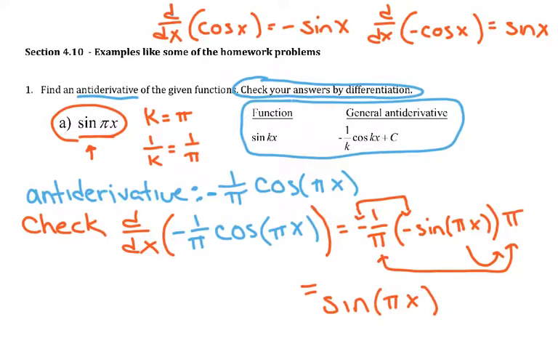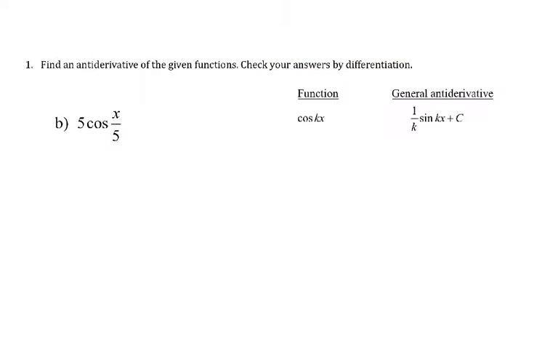Now, what can get confusing is which direction you're going, especially in the beginning. So just be very clear what you're doing. We were finding the antiderivative of this function. And then to check, we took the derivative of the antiderivative. And that gave us back what we started with. Okay, let's try another one.